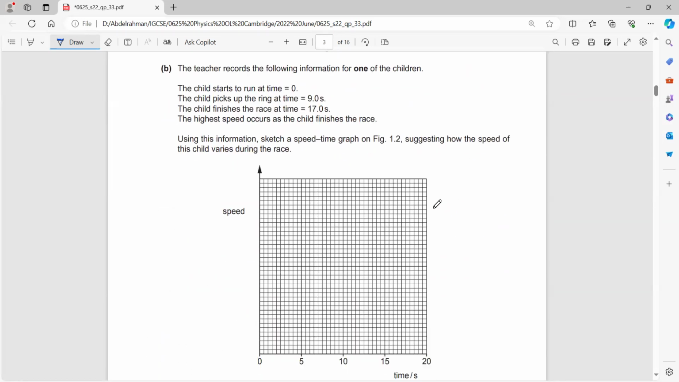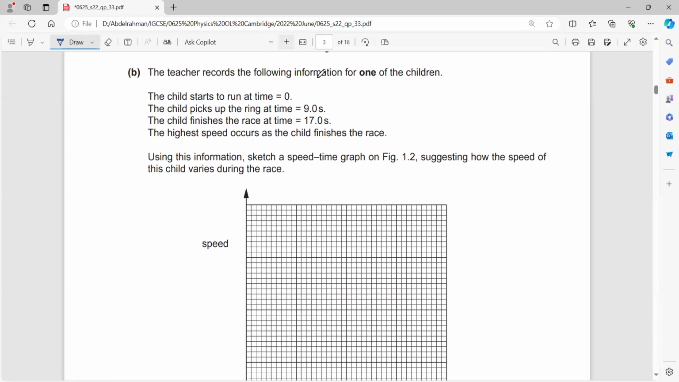Now we need to draw. The teacher records the following information for one of the children. The child starts to run at time equals 0. The child picks up the ring at time 9. The child finishes the race at time 17 seconds. The highest speed occurs as the child finishes the race.